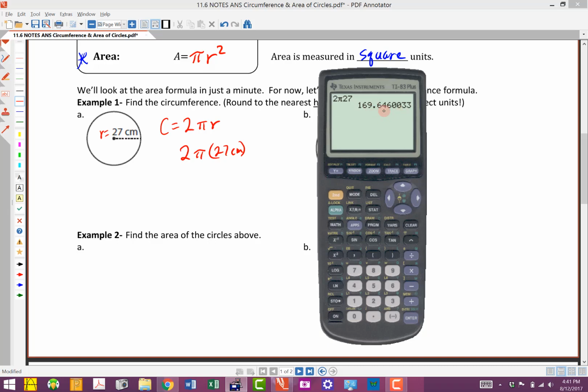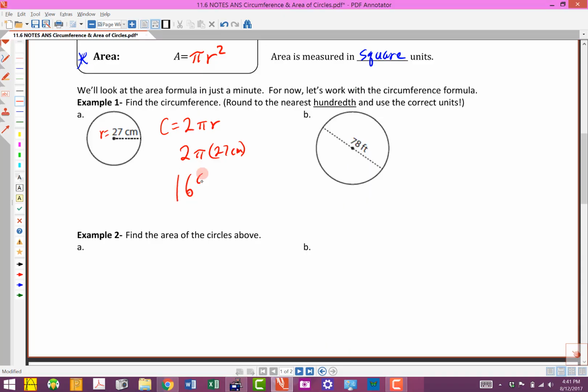If we're going to the nearest hundredth, that's going to be this 4 right here. So we look at one past that. If that's 5 or more, we bump it up to a 5. If it's 4 or less, then we leave it the 4. So the choice here is either 0.64 or 0.65. That's big enough we're going to bump it up to 0.65. So 169.65. That's the answer, but remember we need units on this. This is a circumference, it's a distance around the outside, so that's just a linear measurement as we call it. It's just going to be centimeters.